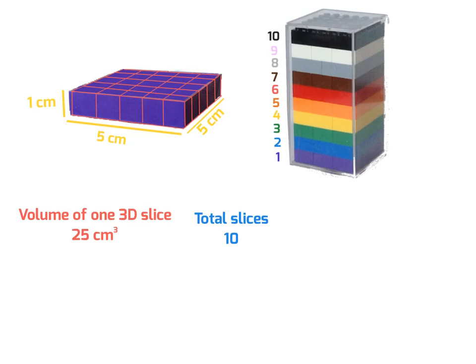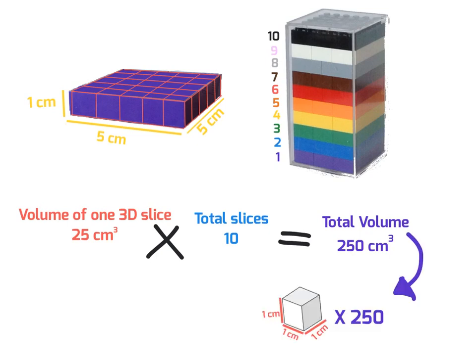How can we use this information to figure out how many total cubic centimeters we would need to fill our rectangular prism? We can multiply the number of cubic centimeters in one layer times the total number of layers to get the total number of cubic centimeters. This means that 250 1 centimeter cubes could fit in our rectangular prism.